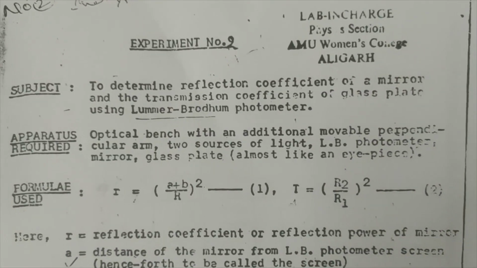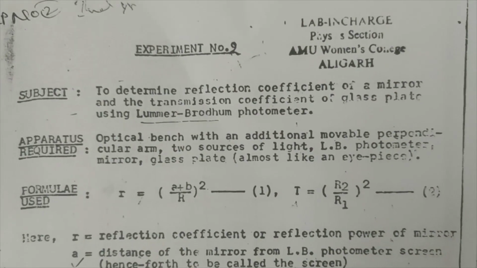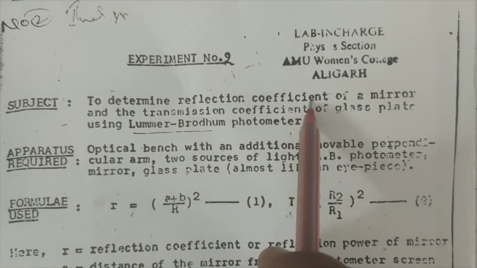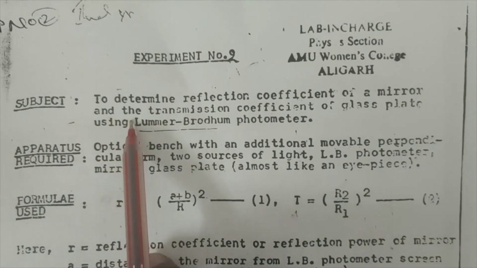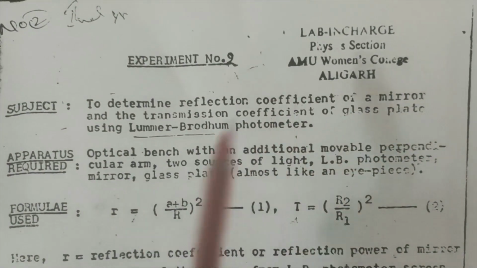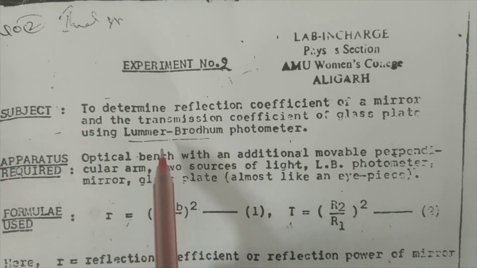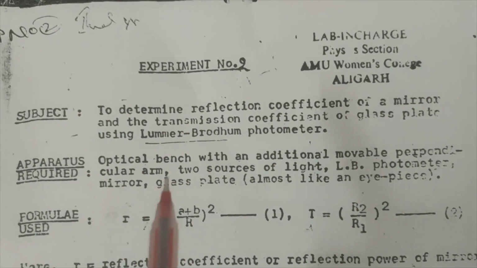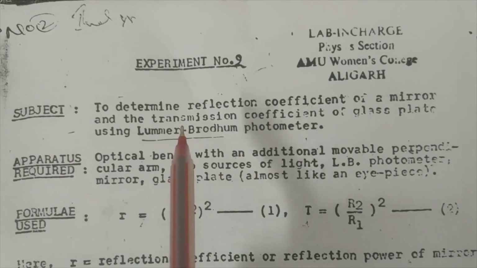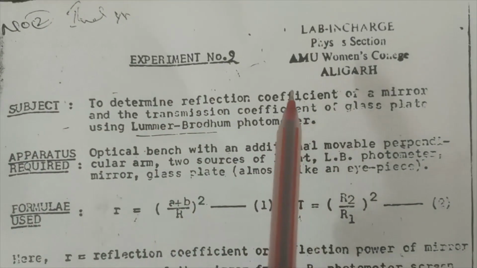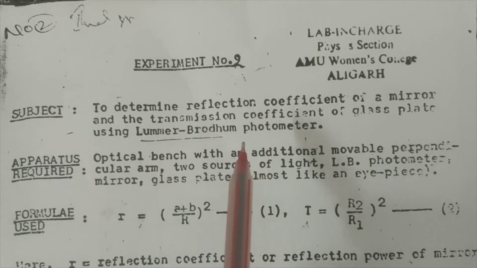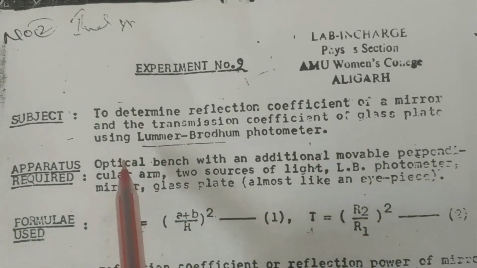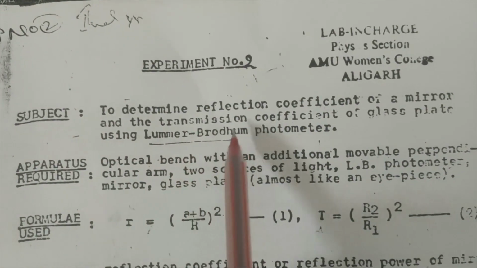The experiment which we are going to perform is to determine the reflection coefficient of a mirror and the transmission coefficient of a glass plate using a Lummer-Brodhun Photometer. So the aim of this experiment is to determine the reflection coefficient of a mirror and the transmission coefficient of a glass plate. The procedure is we have to use the LB photometer.